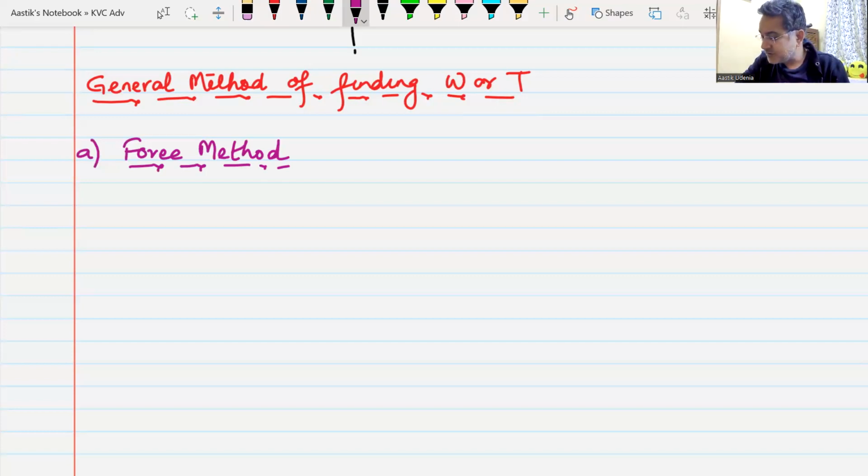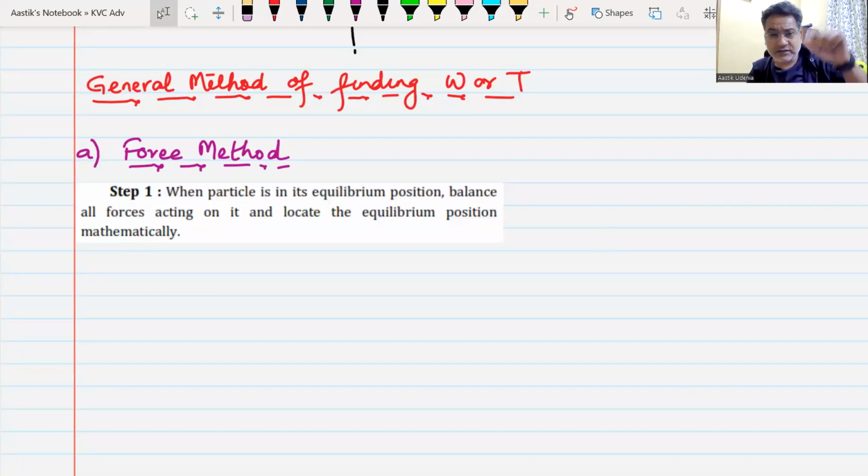What is the first step that you take in the force method? You have to first understand. You have to first look at it. You can read this, or shall I increase the size? You can read this.